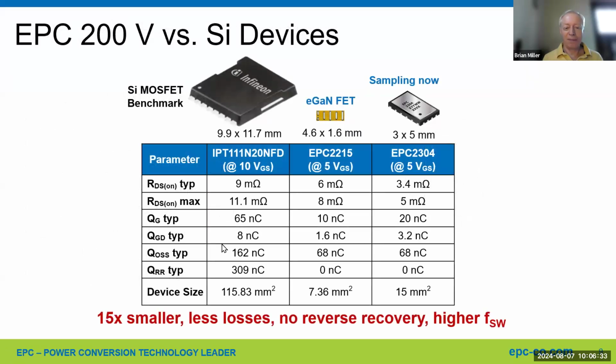Just as a comparison, my goodness, look at a 200-volt silicon MOSFET versus a GaN FET of roughly the same kind of RDS(on). You see something like 15 times smaller, no reverse recovery. And this kind of explains a lot of the appeal of GaN FETs. I'll keep on going.